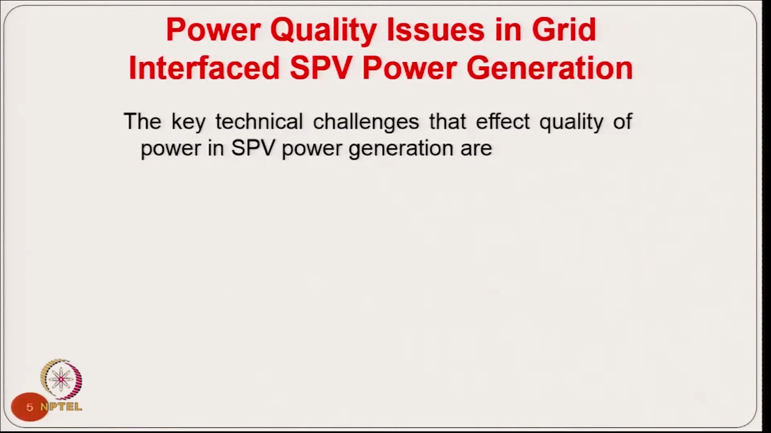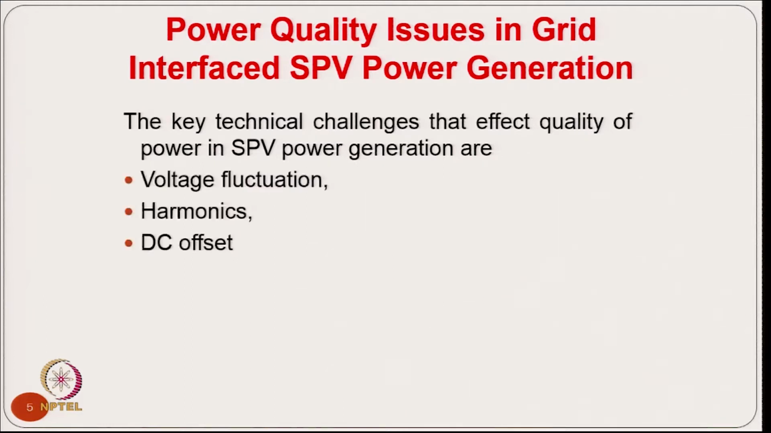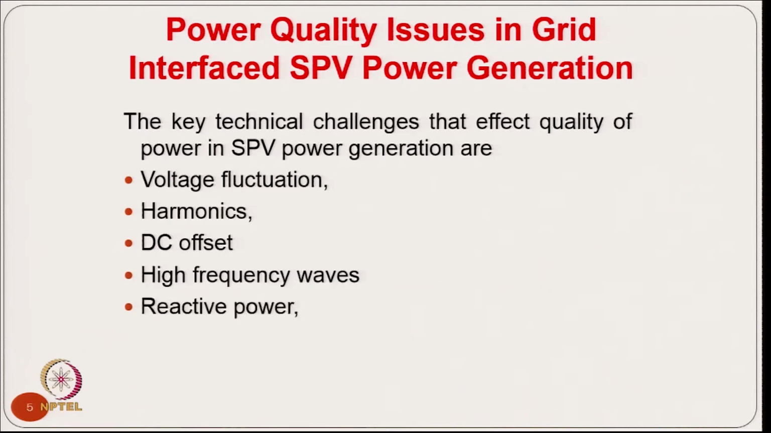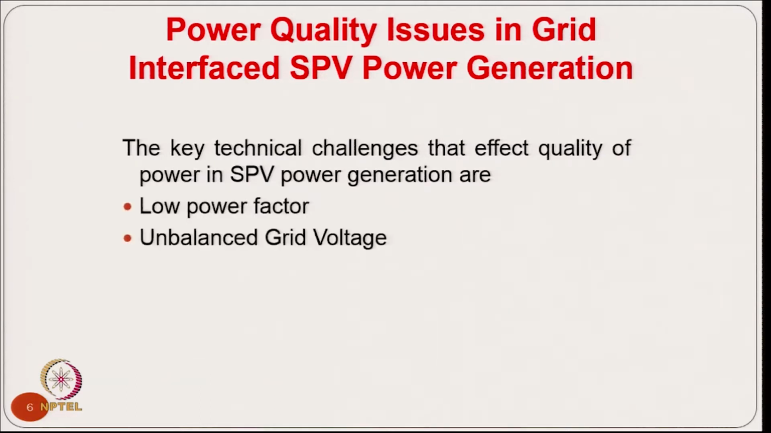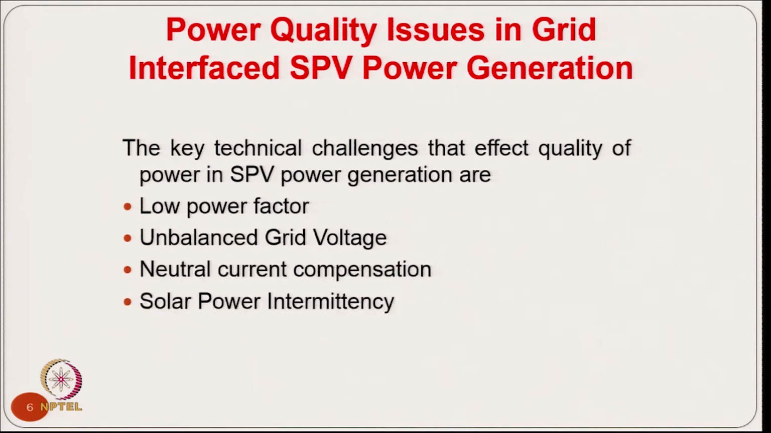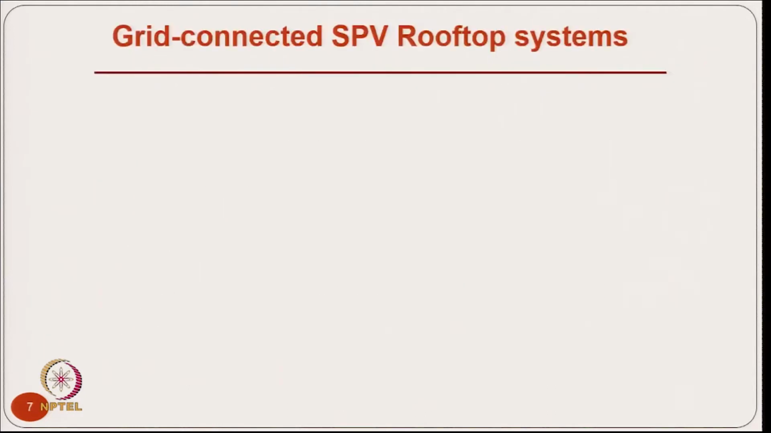Then the key technical challenges that affect the quality of power in solar photovoltaic power generation are typically voltage fluctuation on the grid, harmonics in the grid, DC offset, high frequency harmonics, reactive power, and voltage regulation. The other key issues that affect the quality of power in solar PV generation are low power factor, unbalanced grid voltage, neutral current problems, and solar power intermittency and load management.